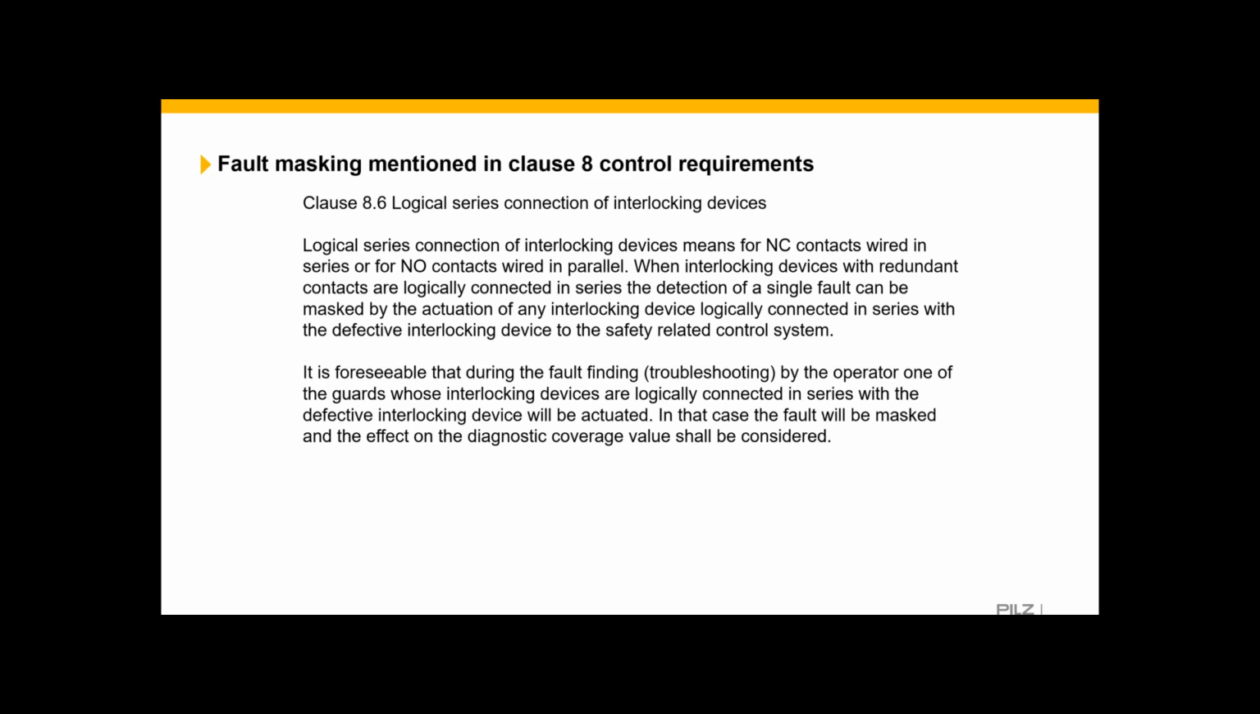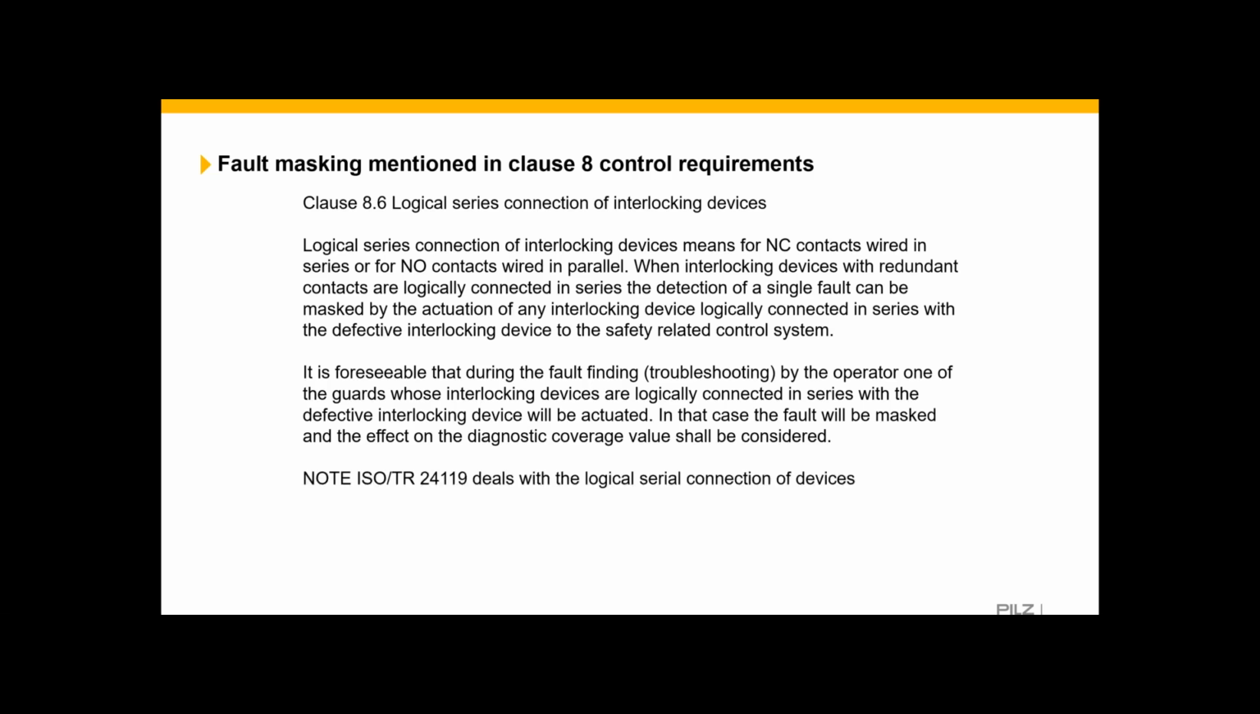During the troubleshooting process, an operator may actuate one of the guards whose interlocking devices are logically connected in series with the defective interlocking device. In that case, the fault will be masked, and the effect on the diagnostics coverage value shall be considered.